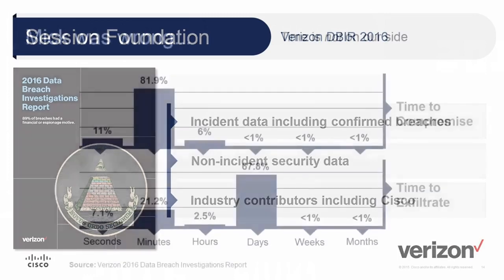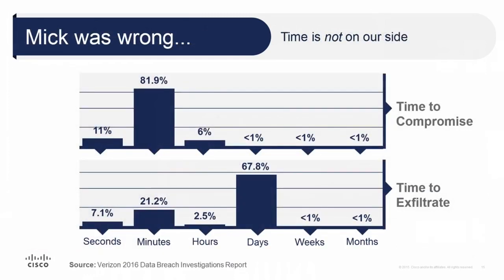So along those lines, one of the things I like about the Verizon report is they jokingly put out, all throughout the report, rock and roll type analogies. And they said in this one, this is from the report, they said Mick Jagger was wrong, right? Time is not on our side when it comes to detection. I know it might be hard to see these two charts. This comes out of the Verizon Data Breach Report 2016.